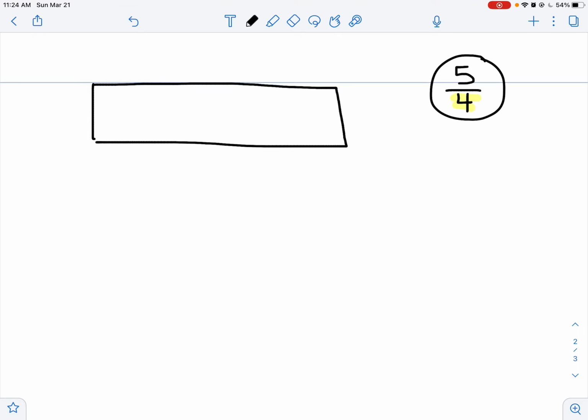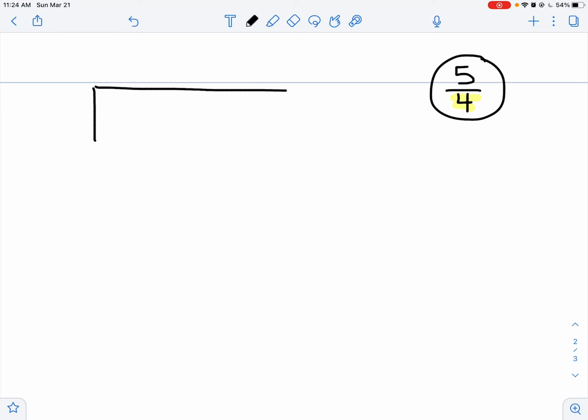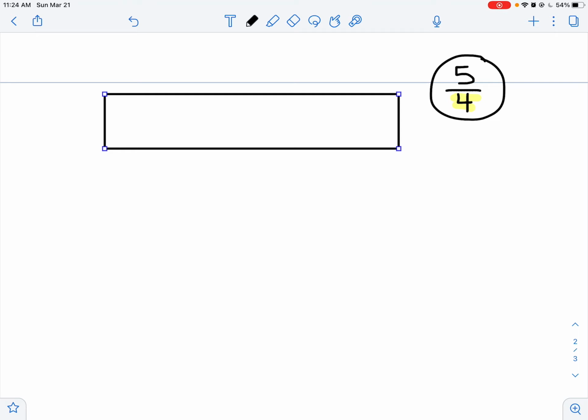So I'm going to make my tape diagram or my fraction strip. Whoa, that was not a rectangle. Let's try that again, guys. Oh, what is happening? I think I needed a single line. Let's try that again. There we go. That's much better. So we're talking about fourths. And I know 4/4 is going to make my one whole.